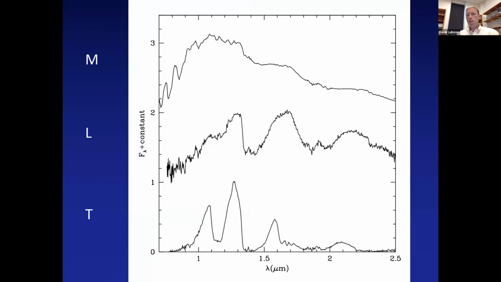But as you can see, these things are quite a bit brighter than in the near infrared. So if you really want to get spectra of the planetary mass brown dwarfs, very, very low masses, you're better off going to near infrared.